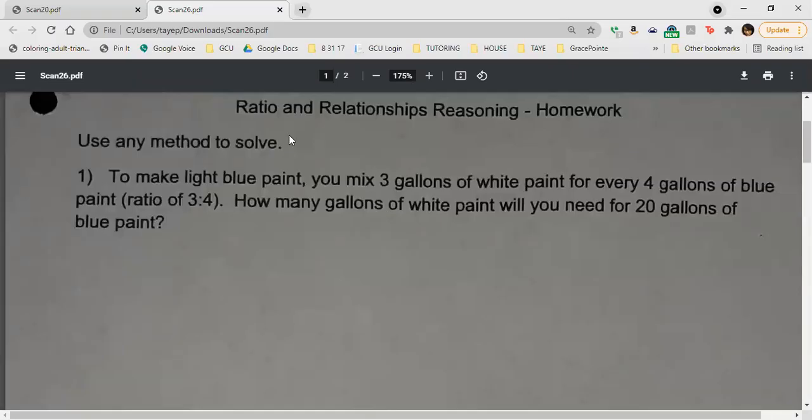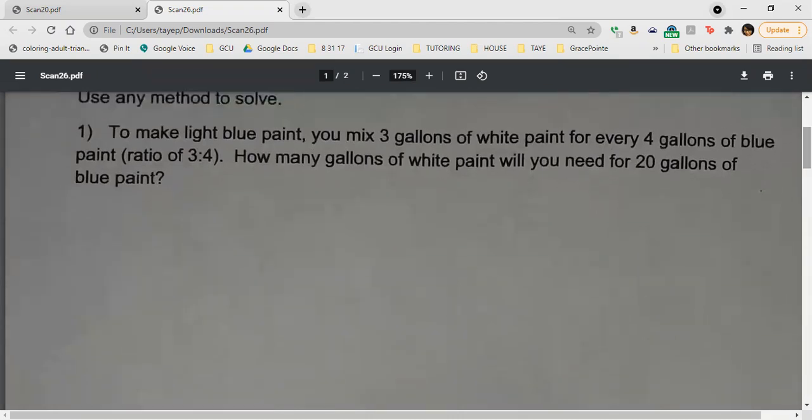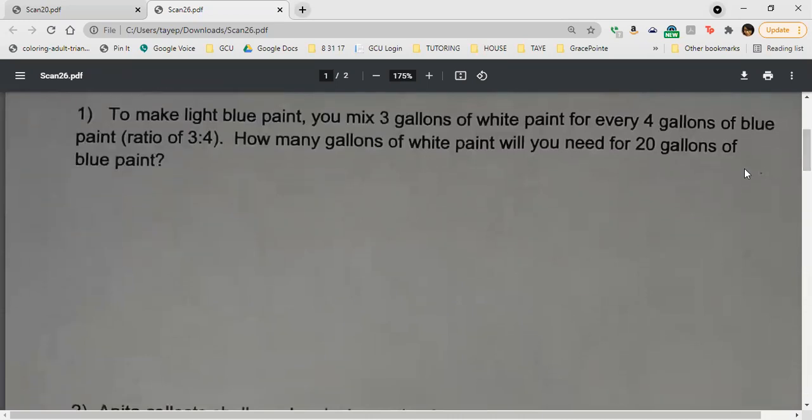All right, guys. So you have the ratio and relationships reasoning worksheet and it says homework, but don't worry about that. And we are going to take a look at this. I want to show you how to operate these problems using proportions. It does say use any method to solve. And later I'll show you more methods, but let's work on proportional reasoning. So remember that a proportion is when you set two ratios equal to each other.